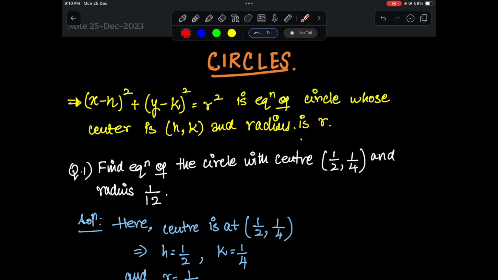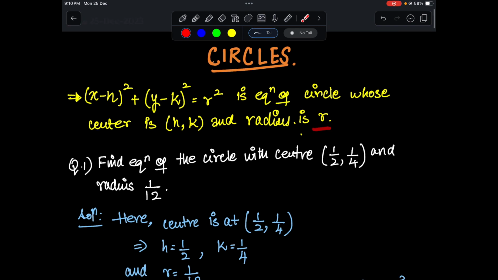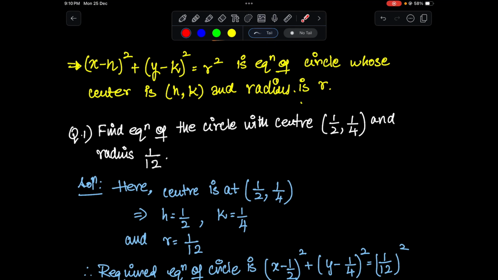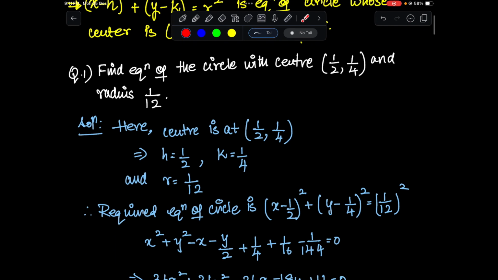that is given by (x minus h) whole square plus (y minus k) whole square is equal to r square, where (h, k) is the center of the circle and r is the radius. Keeping this in mind, let us start with the problems. While doing the problems, we will come to know the concepts much better.